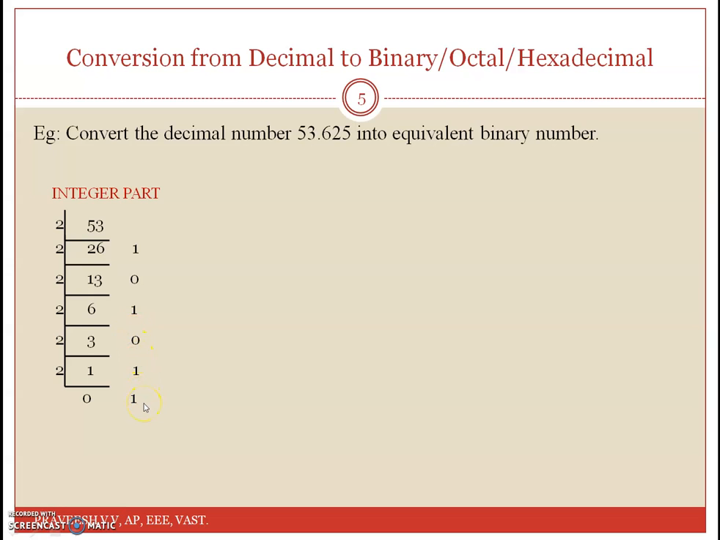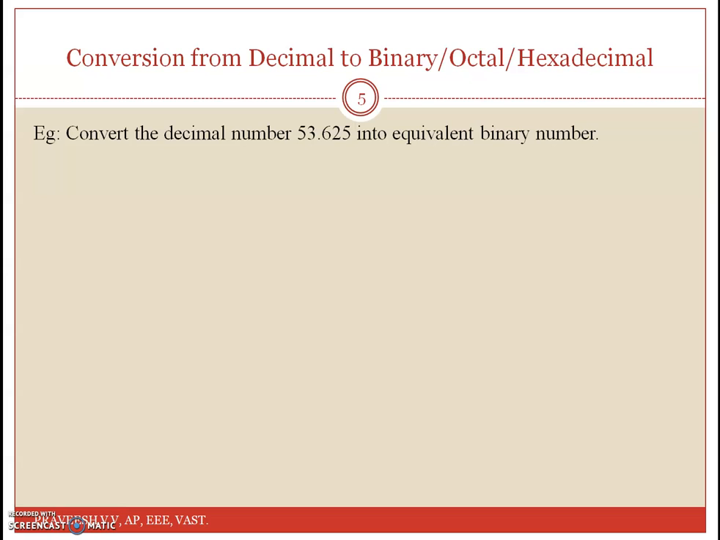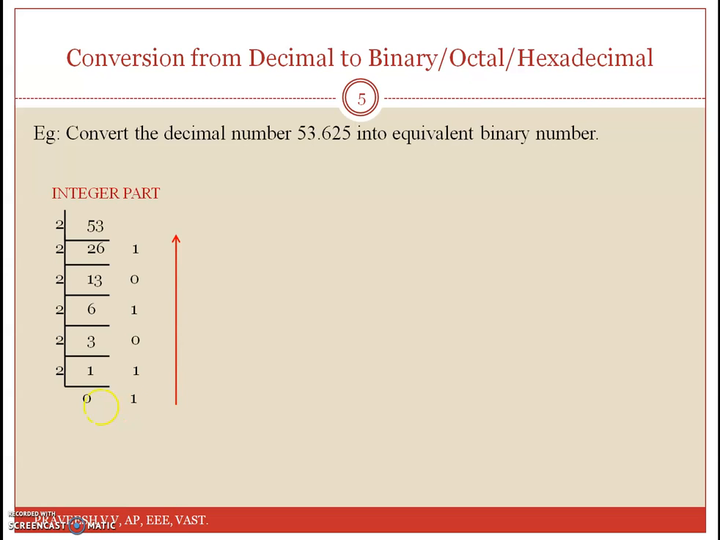Now I will arrange them from bottom to top, that is, I will write it from here to here. So I will get 1 1 0 1 0 1. It is given here, 1 1 0 1 0 1. So this is the integer part 53 converted into binary. Now I will move on to the fractional part. In the case of the fractional part, instead of dividing, I will be multiplying by 2.